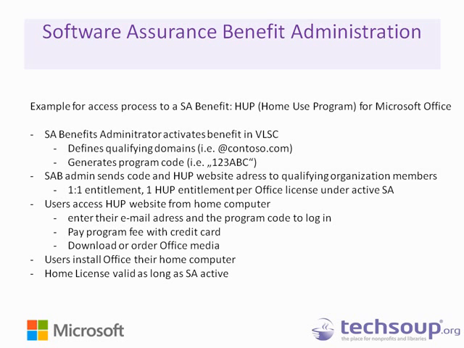They can take that information home on their home machines, access the HUP website from their home computers, enter their email addresses, so it has to be a valid email address that is the same that was given in the original definition, and the program code, and that logs them into the HUP website. There they can use their private credit card to pay the program fee, and that gives them access either to the download or to order an Office media. So then they can install Office on their home use machine and work with Office in parallel at home to their work machine.